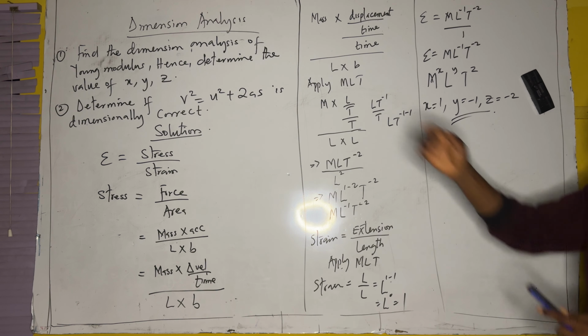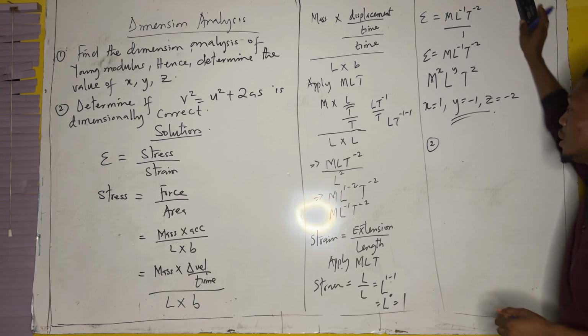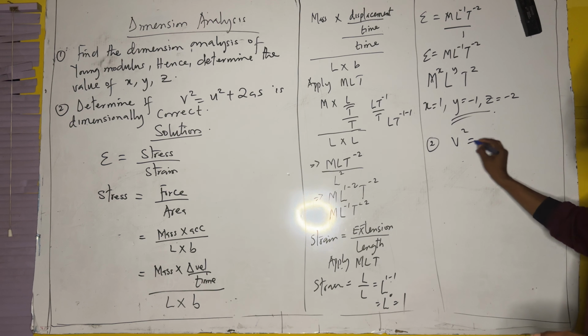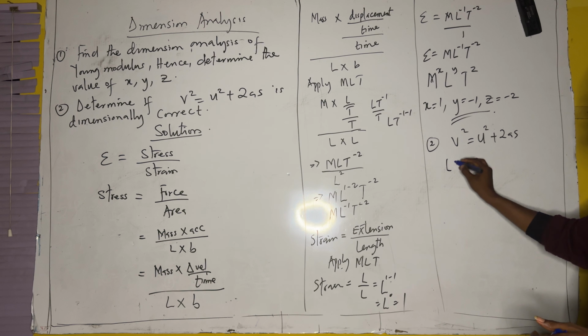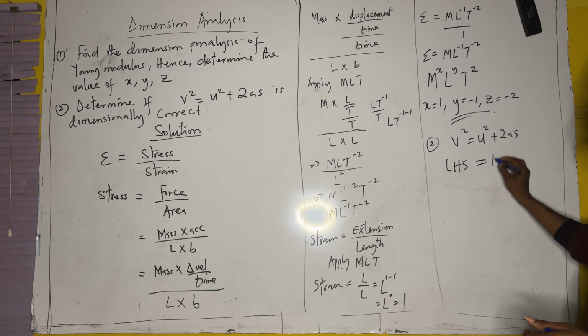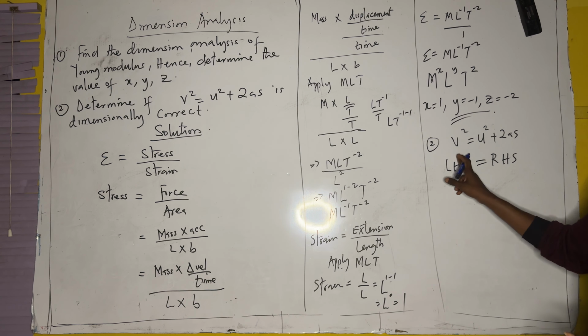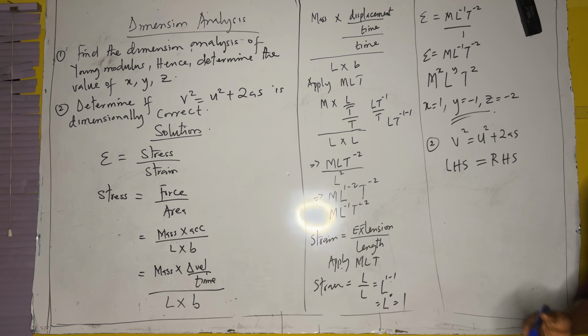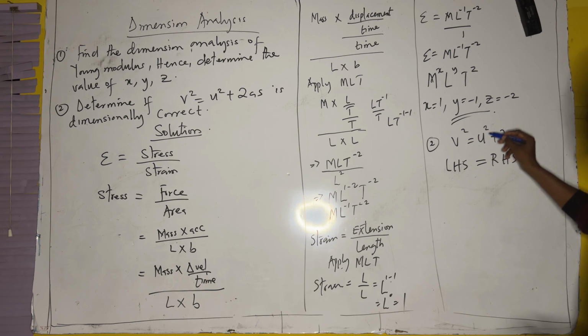Then the second one, we have to check if that equation is dimensionally correct. So the rule is that your left-hand side must be equal to the right-hand side. If it's equal, it's dimensionally correct. If it's not equal, it's not dimensionally correct. So you are going to solve for each term, and if they are all the same, then they are dimensionally correct.